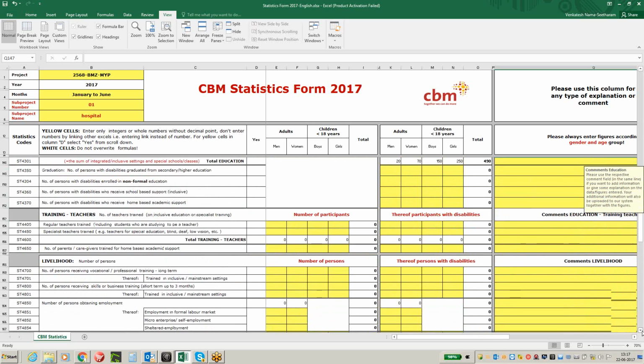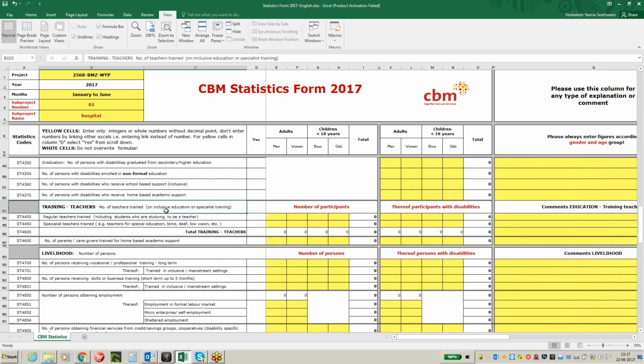Next section is training teachers. It is something like this. Training, what we have for medical, this is for education. The same logic. You count the number of participants, and there are participants with disabilities. Regular teacher, one teacher may attend many trainings, but it is the number of participants counted and not teachers or persons counted.